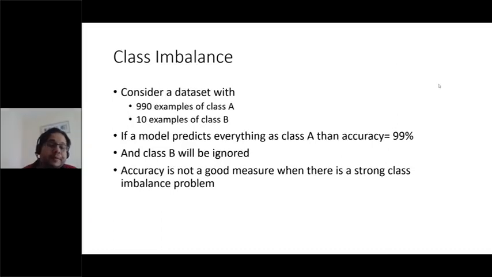So this is a famous problem, the class imbalance. Let's consider a data set with 90 examples for class A, and another class with just 10 examples. If we have a model that can predict everything as class A, we will get an accuracy of 99%. And it is not even a real model, it is just classifying everything in one class. And just using accuracy is not a good way of measuring the performance of such a model.